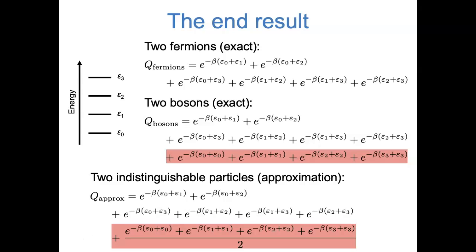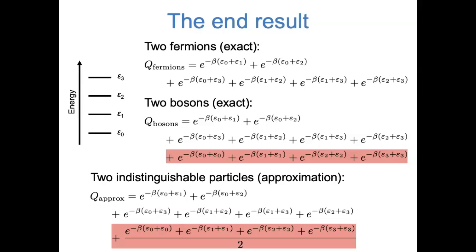The exact expression for fermions doesn't have any contribution of states where both particles are in the same energy. For two bosons, there are those four terms representing the states in which the two particles have the same energy. And if we use our approximation, and I suggest that you work through this math yourself, it turns out that those terms are going to count half. So our approximation for two indistinguishable particles is going to slightly overestimate the partition function of two fermions, and slightly underestimate the partition function of two bosons. This is generally going to be true.